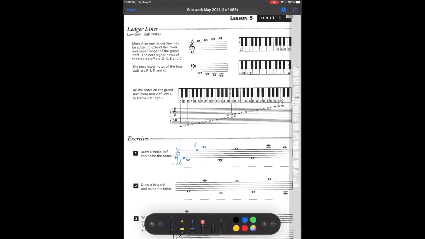This one up here, I know that the top line is F. If I go up to the immediate next space, G. If I went up to that line, A. Go up again. So that's the way to attack those.